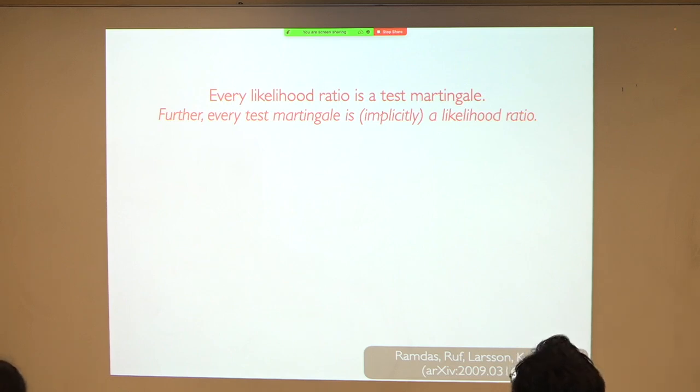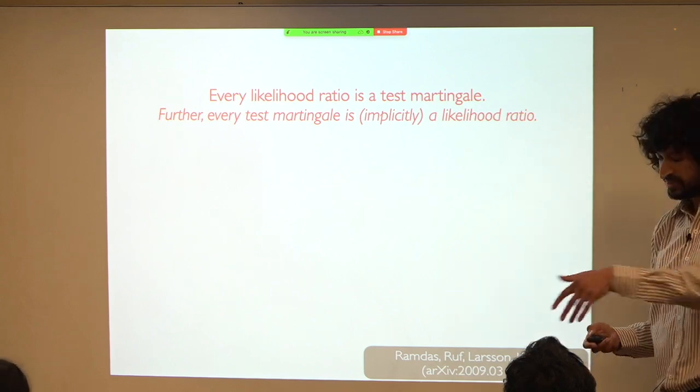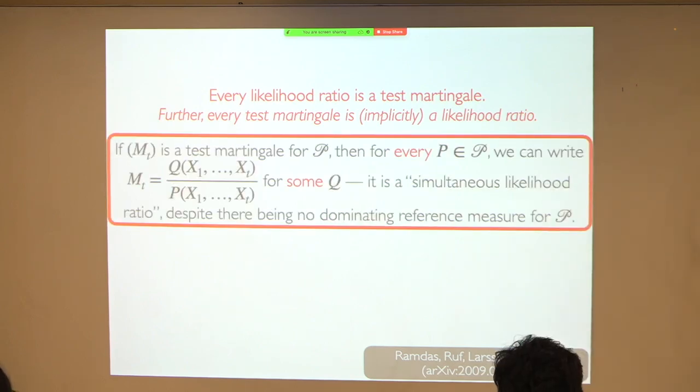We know that every likelihood ratio is a non-negative martingale with initial value 1. But I've been claiming informally that non-negative martingales are also proxies for likelihood ratios. There's a very formal sense in which every non-negative martingale is implicitly a likelihood ratio. And here is that formal statement.